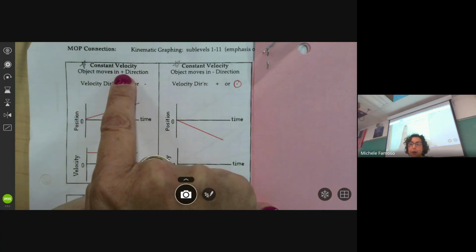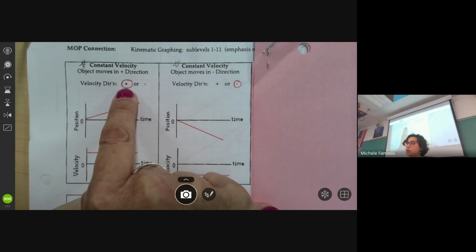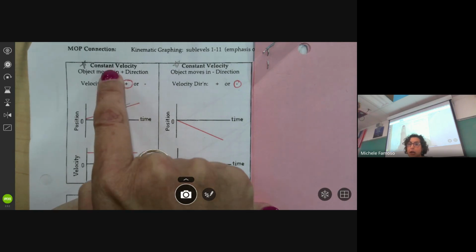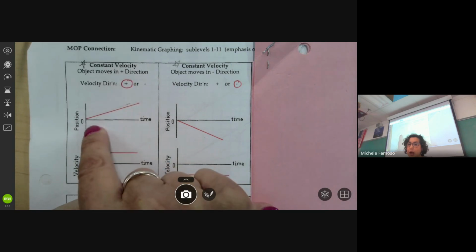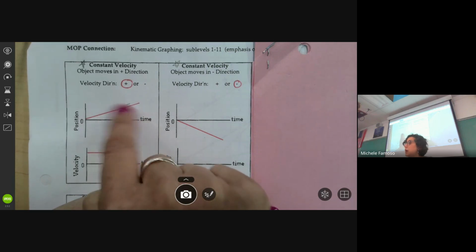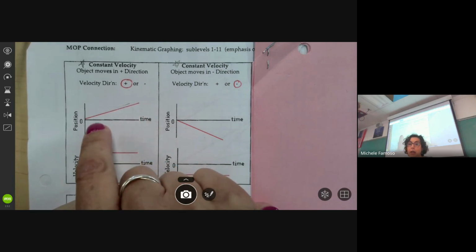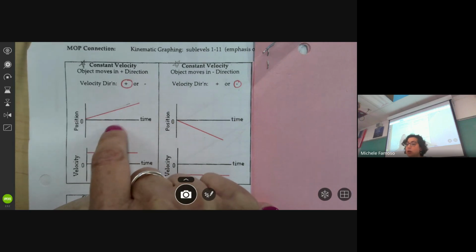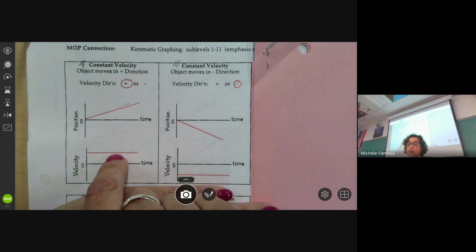Constant velocity in the positive direction. The direction you're moving in is the direction of your velocity, positive. A constant velocity as you go to the right, we should have a positive slope diagonal line. Doesn't matter where this diagonal line starts. You need a positively sloped diagonal line. Velocity time graph has to be up in quadrant 1, that's horizontal.